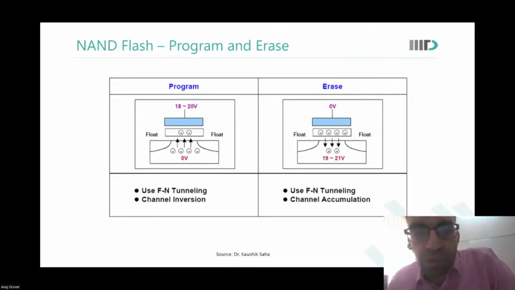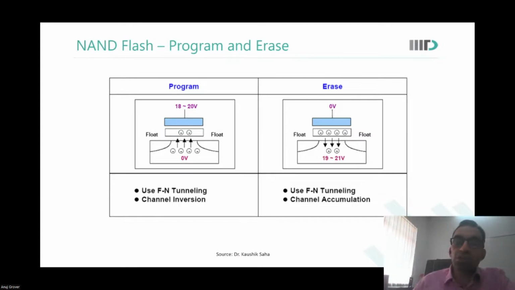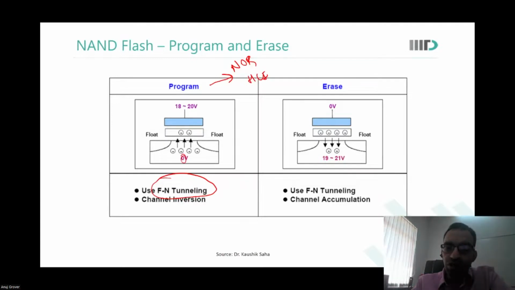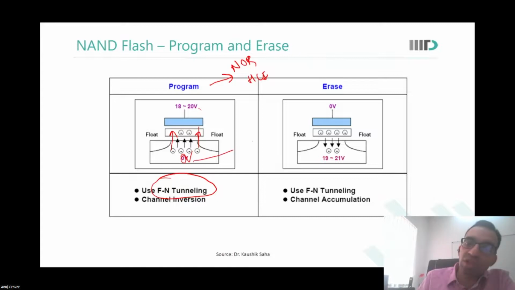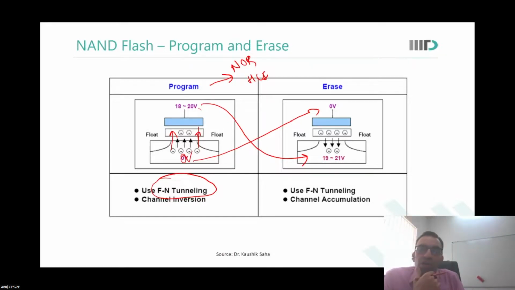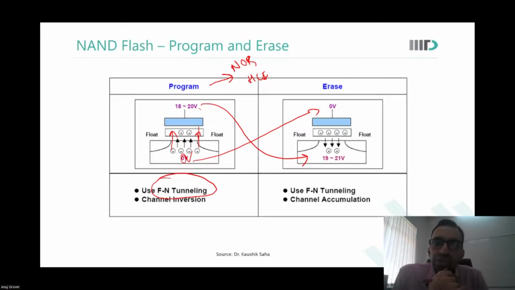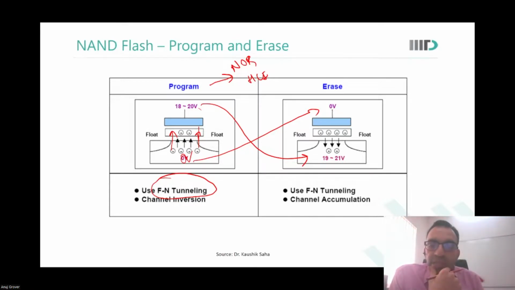So when you want to program, in a NOR flash, what did we say programming was done with? Hot carrier, HCI. But in a NAND flash, we do this with FN tunneling. We simply create an inversion layer here, 0 volt on the bulk and 18 to 20 volts on the control gate. Electrons simply get the energy to jump into the floating gate. If you want to erase, you simply change the connection. 0 goes on to the control gate and 18 to 20 volts, of similar order, goes on to the bulk. So all the electrons are thrown out from the floating gate into the bulk again.